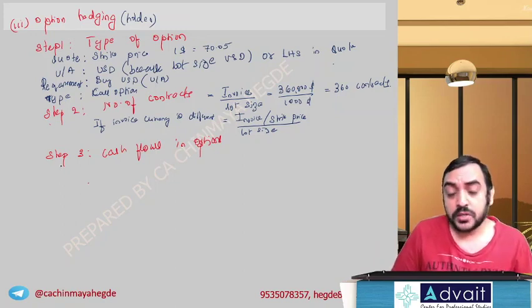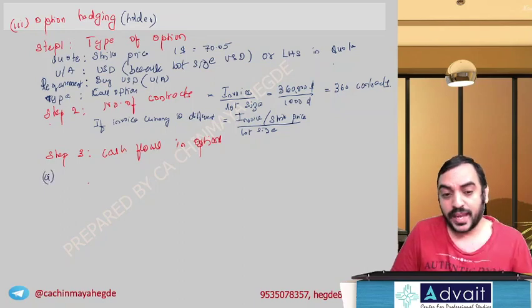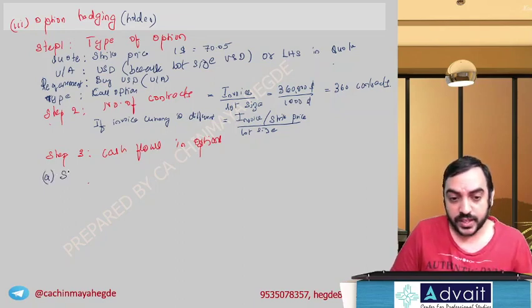Anyway, now what are the cash flows in options? Broadly, there are two cash flows. One is strike price on expiry. And second, premium today, premium at inception.